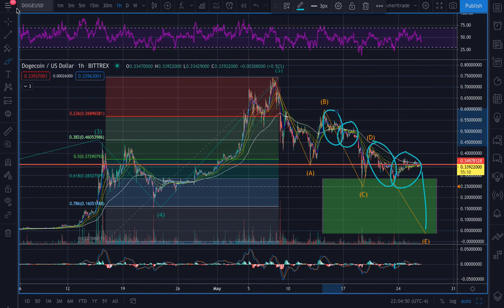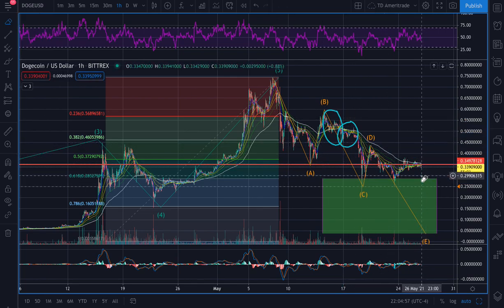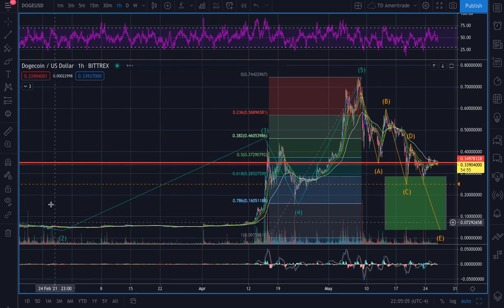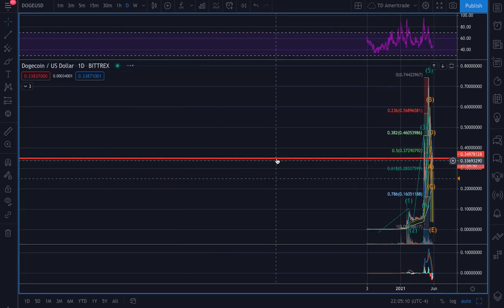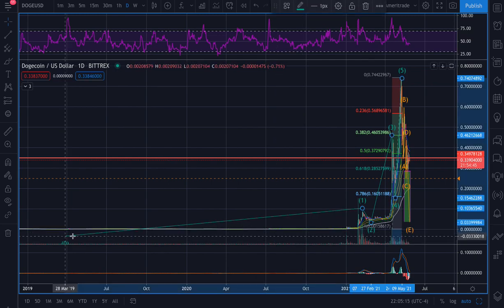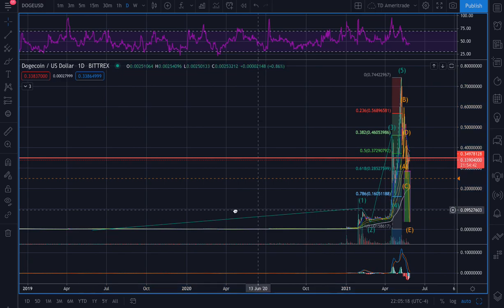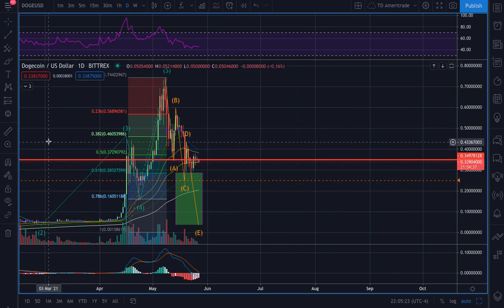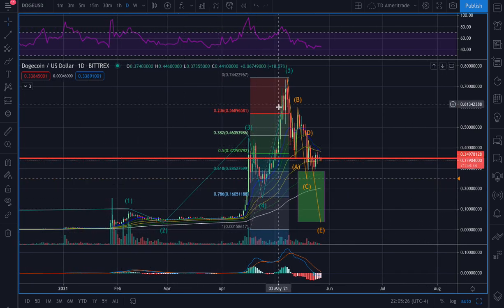I've had my eye on this, and it's hard to say at this point what exactly is going on. So zoom out a little bit and show you my 1, 2, 3, 4, 5 count on the daily. And this probably came, I don't know how long, where this started. That is a clear 5 waves up, that's for sure.